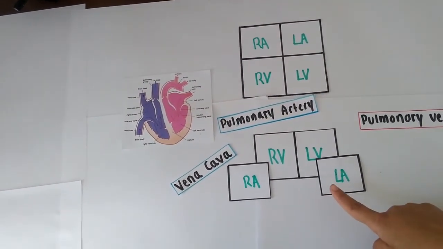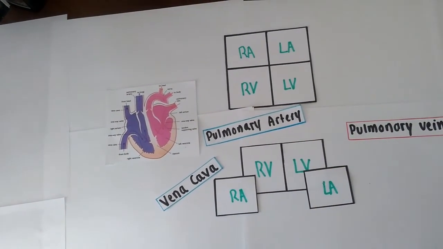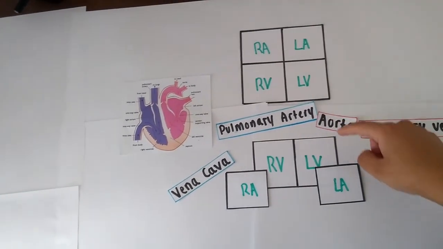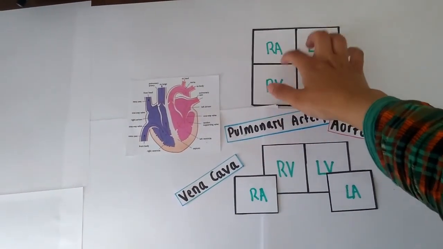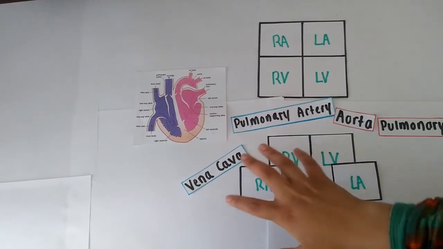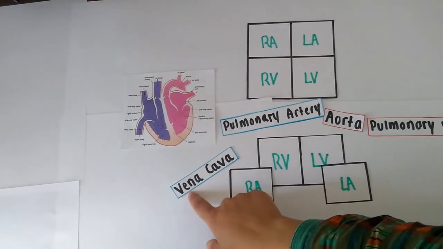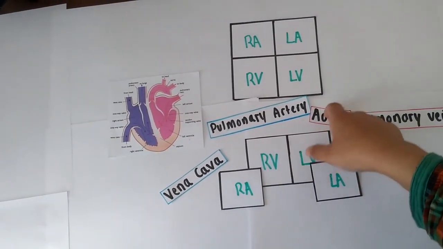And then from the left atrium, it goes into the left ventricle, and from the left ventricle, it goes into the aorta. So it's the same principle. This is just easier to understand. This is what it's really like. All the veins and arteries are at the top. Remember, vena cava is the main vein in the body. Aorta is the main artery.